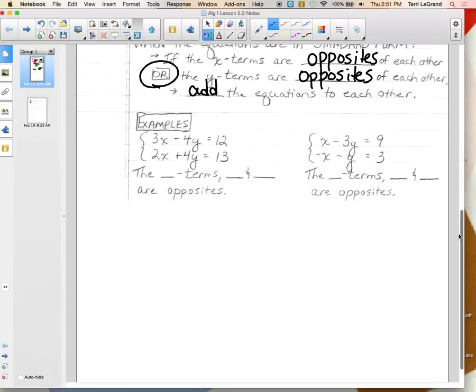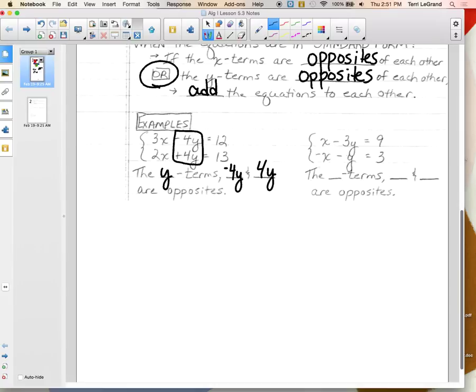Yeah. So if they're both in standard form, now we can look at it and say, are either the x terms opposites of each other or the y terms opposites of each other? And in this case, are either of them? Which ones? The y terms are opposites of each other. When we look at those, we have a negative 4y and a positive 4y. Those b values are opposites of each other. So the y terms, negative 4y and positive 4y, are opposites. This would be a good one to use our elimination method for.